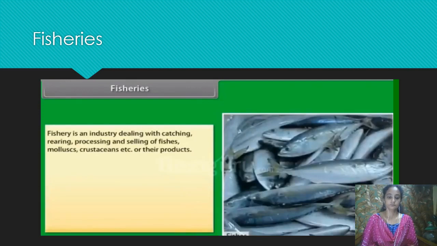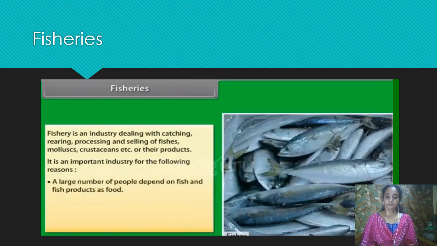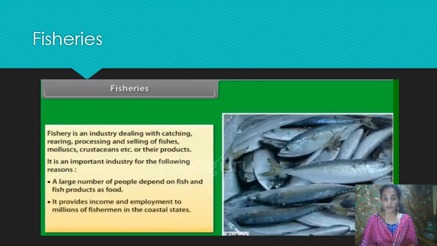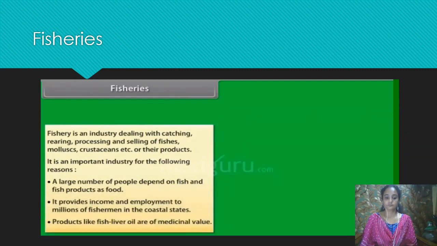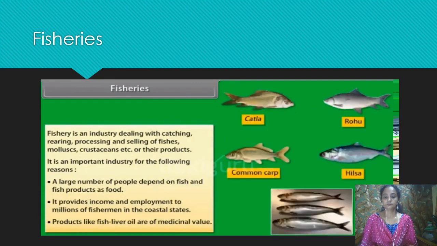Fishery is an industry dealing with catching, rearing, processing, and selling of fishes, mollusks, crustaceans, etc., or their products. It is an important industry for the following reasons. A large number of people depend on fish and fish products as food. We It have provides coastal income areas. and employment to millions of fishermen in the coastal states. Products like fish liver oil are of medicinal value. Some common freshwater fishes are catla, rohu, common carp, You can see the etc. pictures. Some common marine fishes are hilsa, sardines, etc.